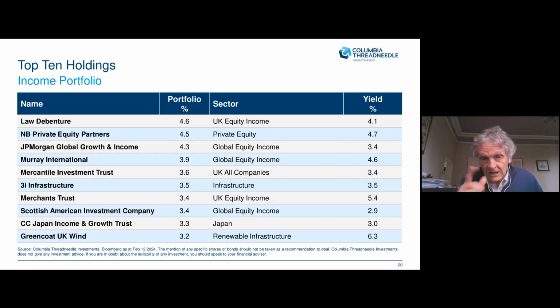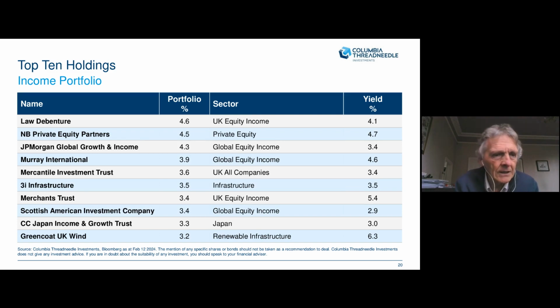So let's move on to the income portfolio, and here's the top 10 for you. You can see Law Debenture, they produced their results this morning, nice dividend increase, and that's a big portion of the portfolio. I really like that trust. You can see I've got a private equity trust, which pays a dividend out of capital, and a super performing fund in JP Morgan Global Growth and Income, which has probably been the best performer. But also one there, Mercantile, which is the number 5 holding, which I've been adding to.